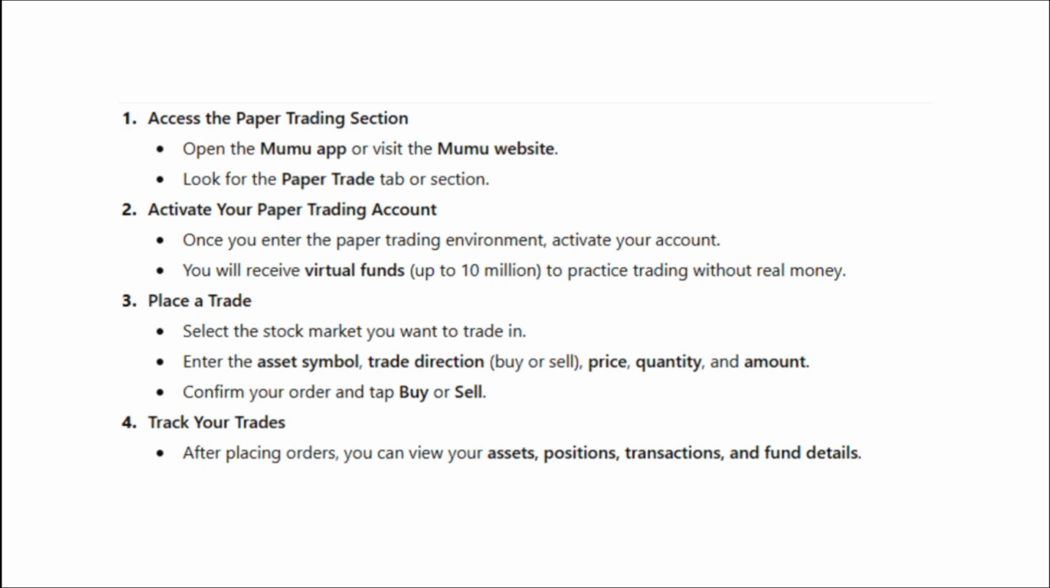First, access the paper trading section. For this, open the Moomoo application or visit the Moomoo website. Here, look for the paper trade tab or section. If you find it, then activate your paper trading account.